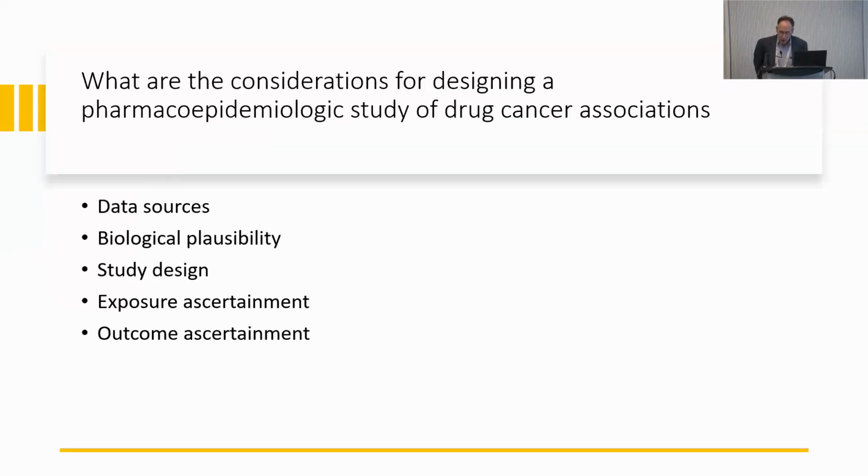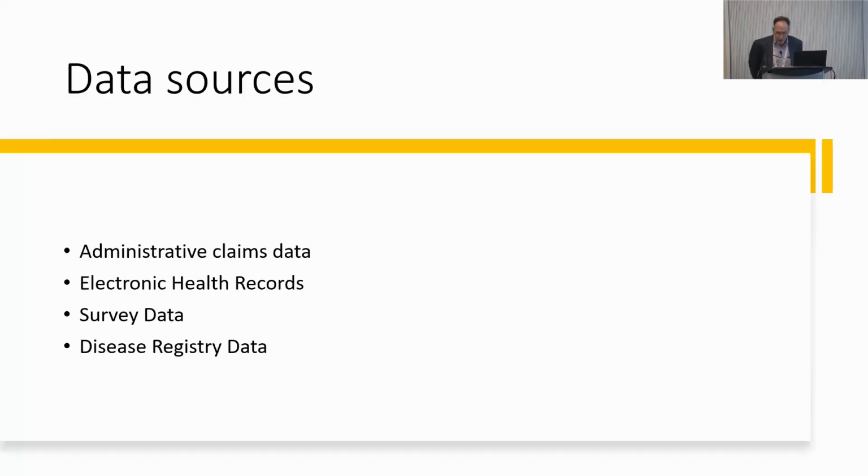So we're going to do a very high level walk through these considerations. I will put some resources at the end if you want more detailed information, but basically we're going to start with data sources, go through biological plausibility, study design, exposure ascertainment, and outcome ascertainment. And this is no different from any of the usual pharmacoepi studies that you would design. There are just some little differences when it comes to cancer.